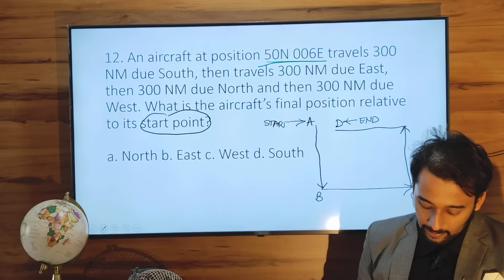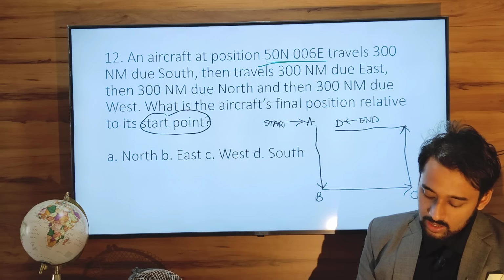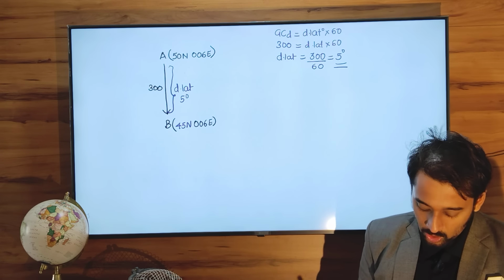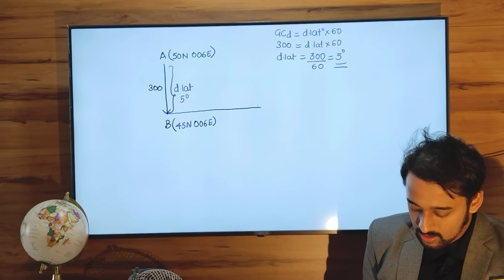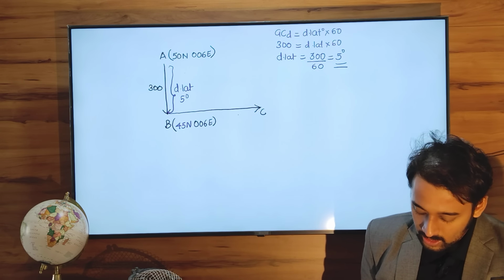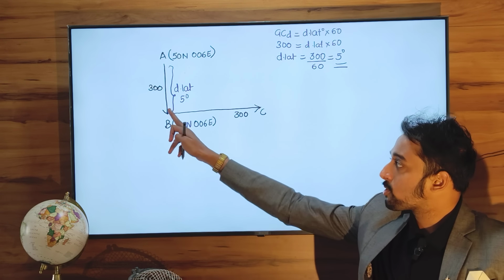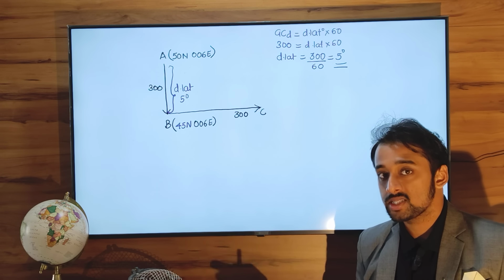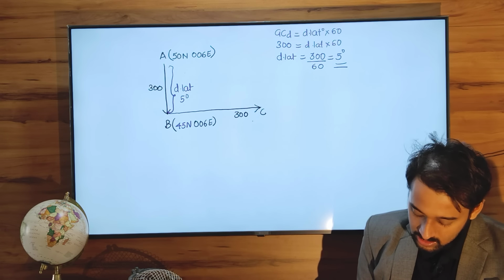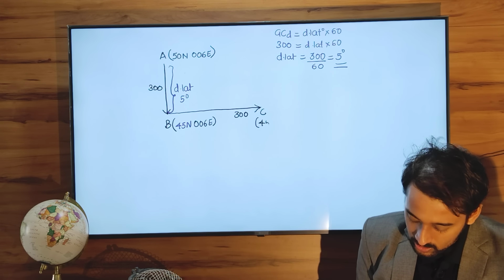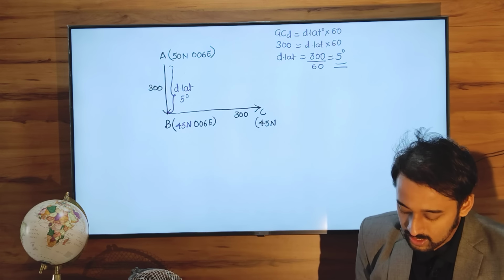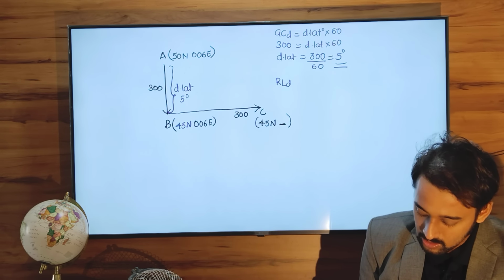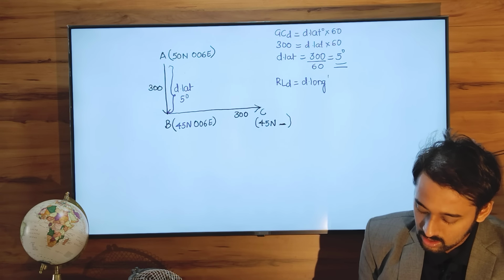Let's go to the next point. When you go 300 nautical miles east, so from point B you are going in an easterly direction to point C for another 300 miles. Now when you go from point B to point C, this will be an easterly direction. So east west directions are rhumb lines. In this case, your latitude will remain the same, 45 north, but now your longitude will be something else. So let's apply that formula. Rhumb line distance is equal to d long in minutes into cos lat.